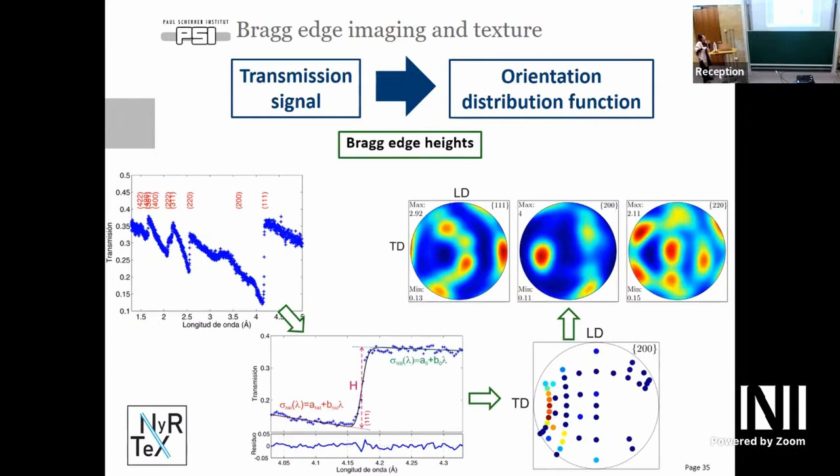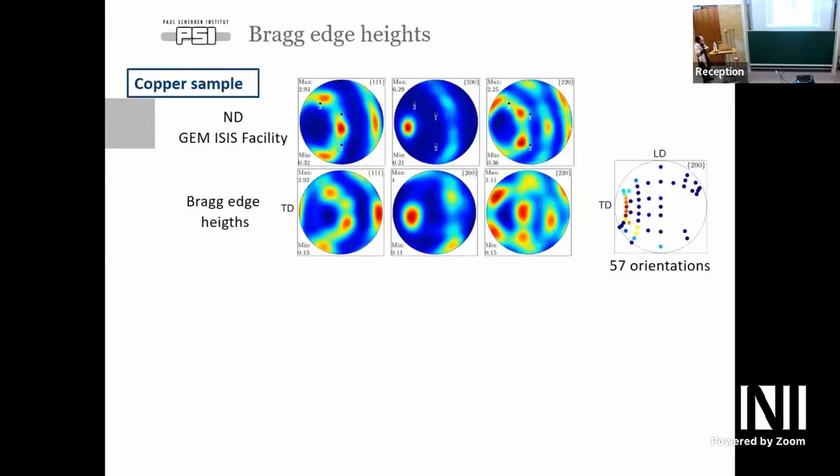This works fine, but we are missing a lot of information regarding the shape of the edge. I'm just using the height. This was used to characterize a copper sample, the same sample I showed you before. You can clearly see that it's not perfect. This is the same texture measured by neutron diffraction at GEM, and this is the reconstruction that we made using 57 orientations. It's not bad, but it's not good, you know.